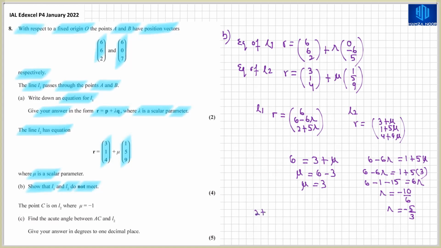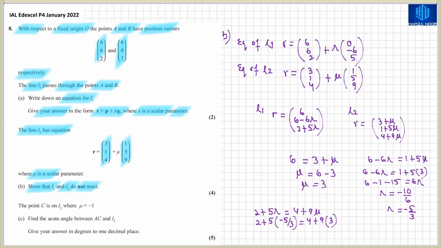So 2 plus 5 times lambda is equal to 4 plus 9 mu. And now I'm going to substitute lambda and mu respectively over here and show that left hand side is not equal to right hand side. So 2 plus 5 times minus 5 over 3 is equal to 4 plus 9 times 3. And now I'm going to show that the left hand side and right hand side are not equal.